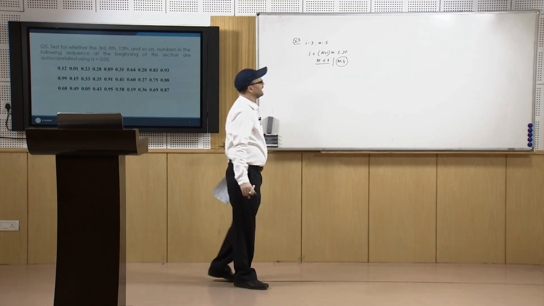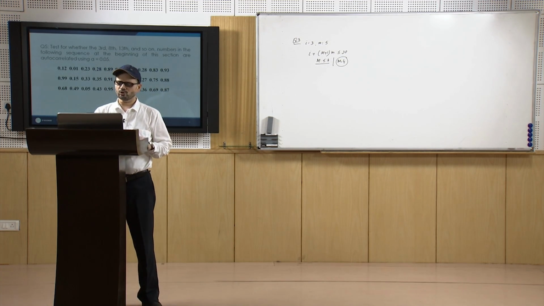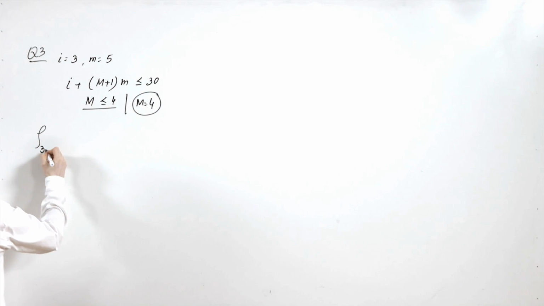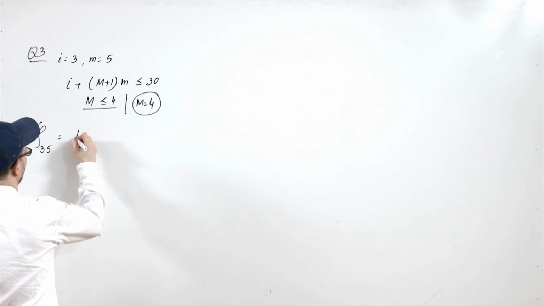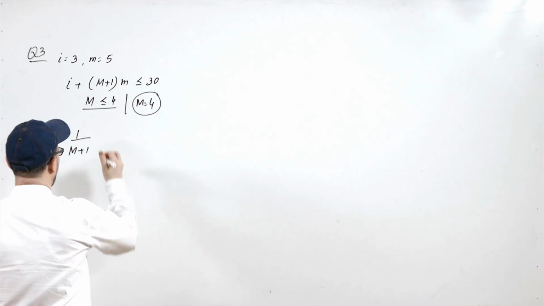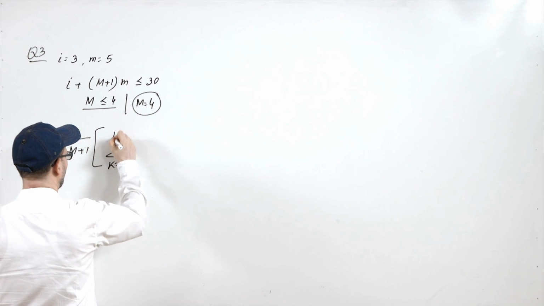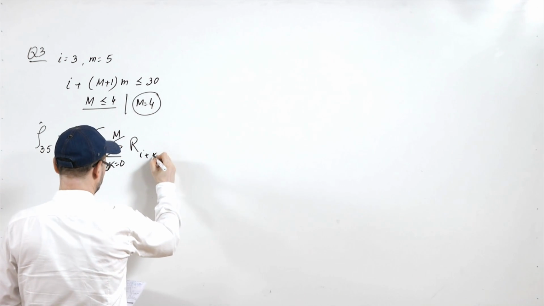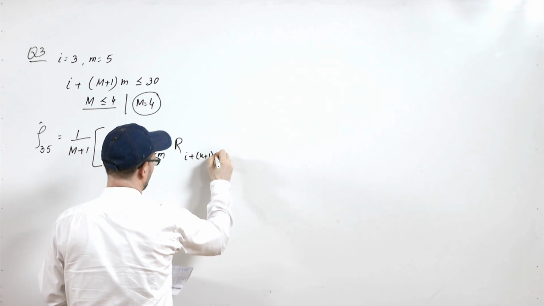Now, as we know that we have to check the autocorrelation, the rho value is defined as rho i m, where i is 3 and small m is 5. This is defined, as we have already discussed, as 1 by (M plus 1) times the summation over k from 0 to M of r(i plus k m) into r(i plus (k plus 1) m).